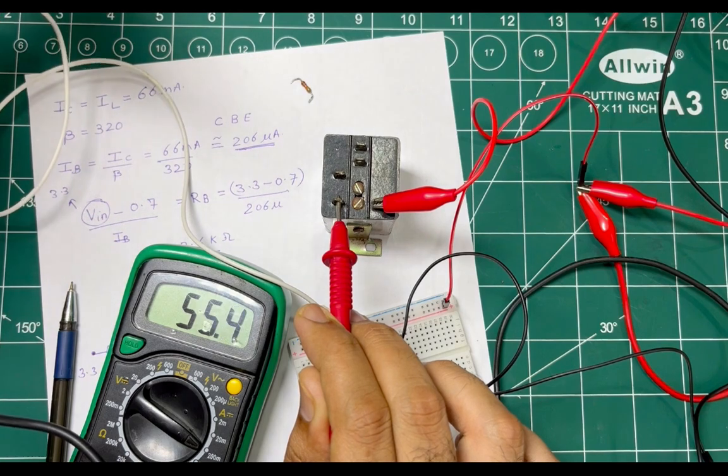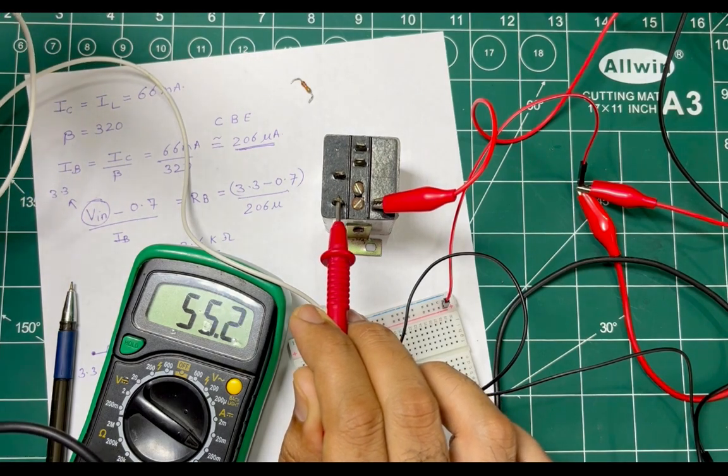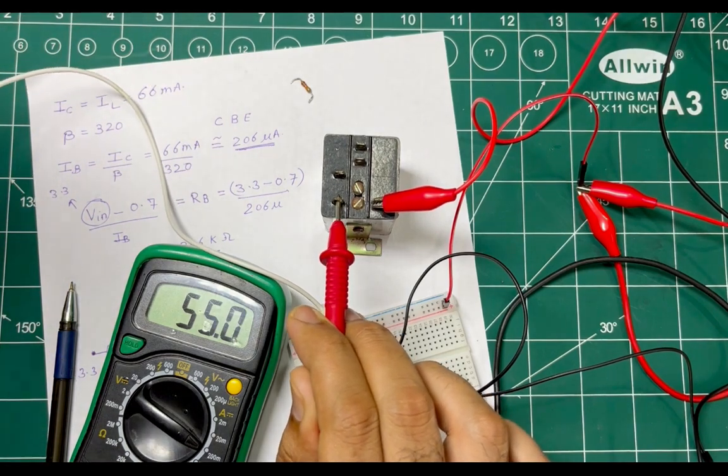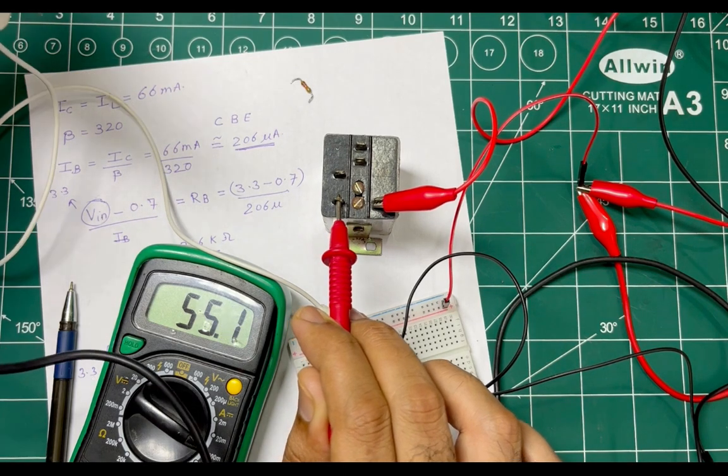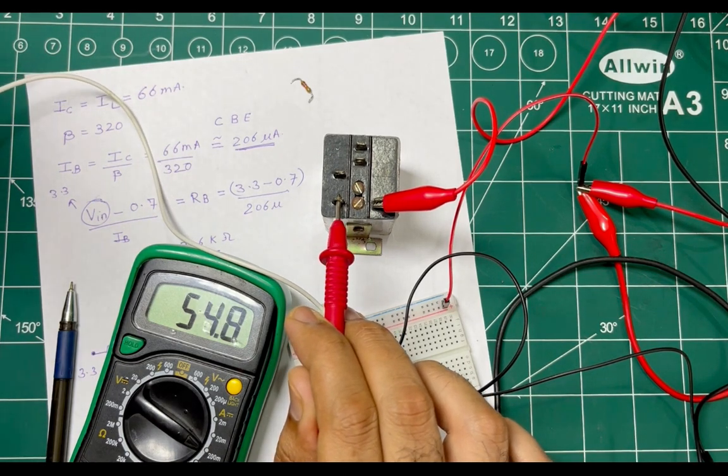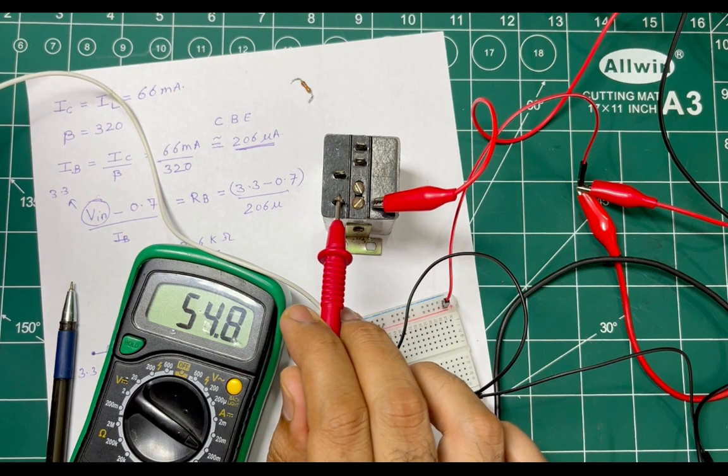So a little bit of improvement, but not that much, probably because the transistor is now entering into the saturation region. Once it is saturated, it's not possible to increase the collector current any further.